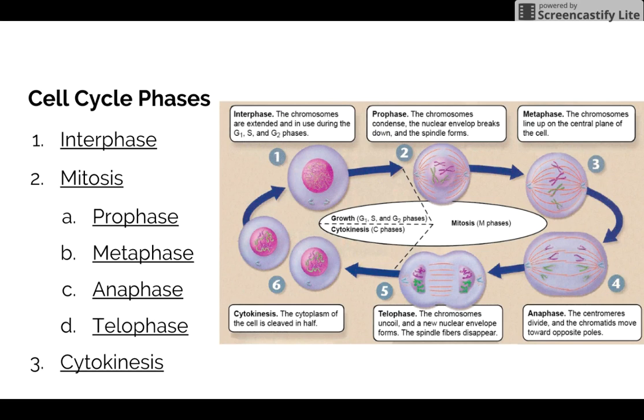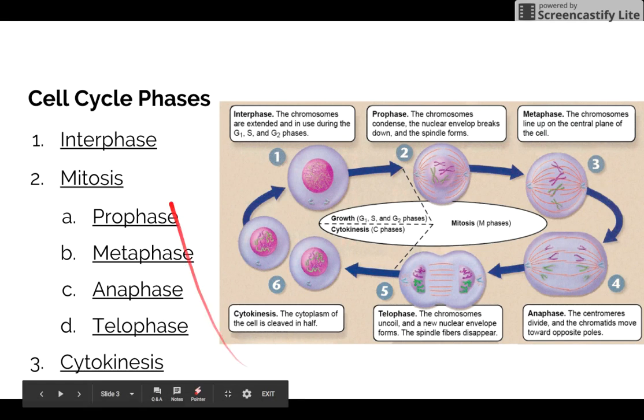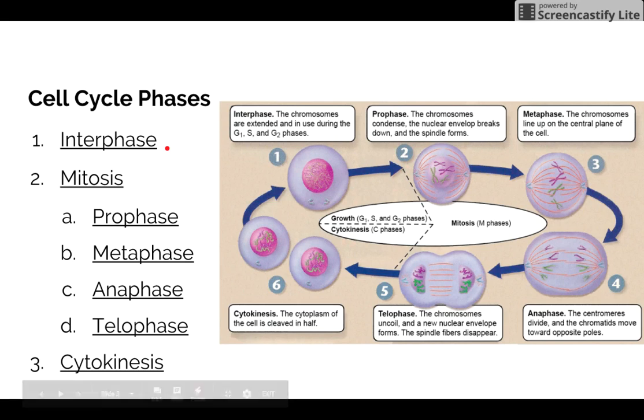Here are all the phases that, yes, you will need to know: each of these phases, what happens in the phases, and the correct order. So we have interphase, mitosis, and cytokinesis. Those are our big phases. Interphase is where the cells live. They are growing. This is their active phase. Most cells live in interphase the majority of their time.